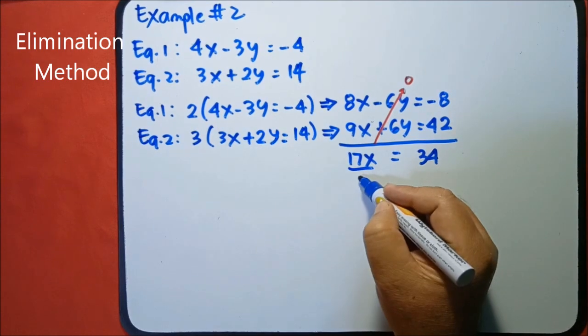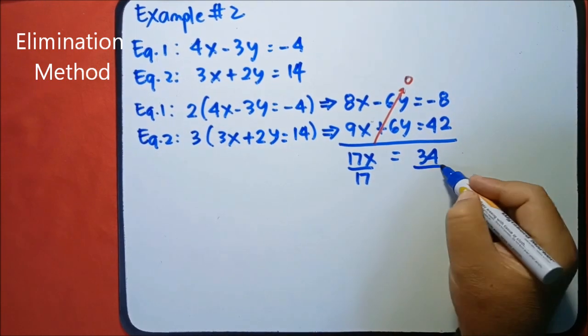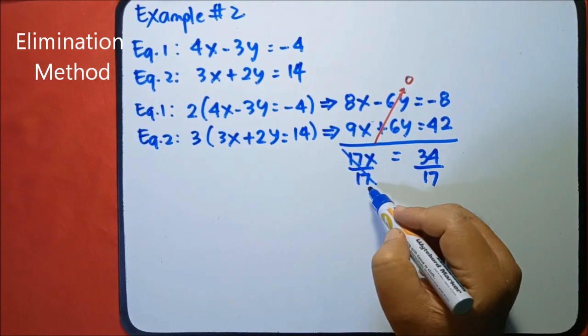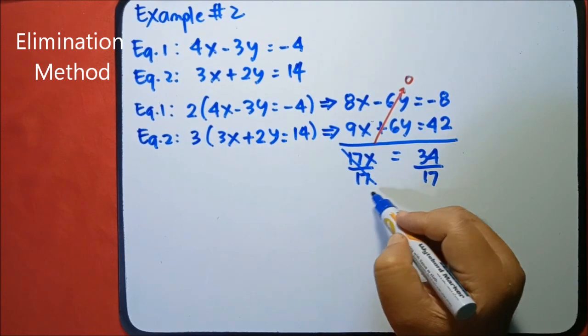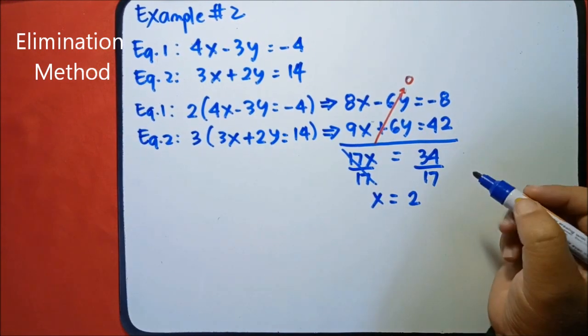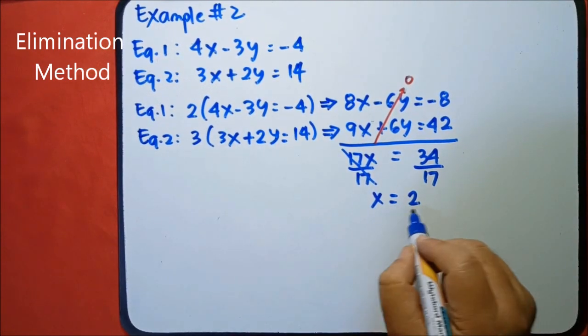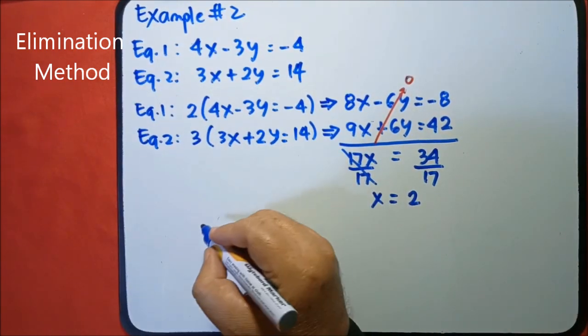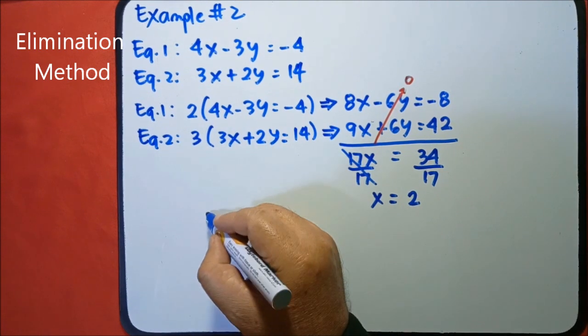Now, find the value of your x. Now, divide by 17. Bakit 17? Para ma-cancel out itong 17 divided by 17 will become 1x or x. So, x will become 34 divided by 17 is 2. Now, you have your value of x now. 2. Substitute to any of the equation. Okay, sa equation 1 tayo magsa-substitute ngayon.